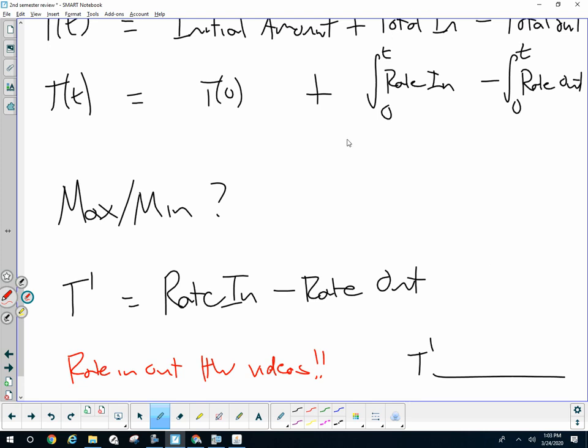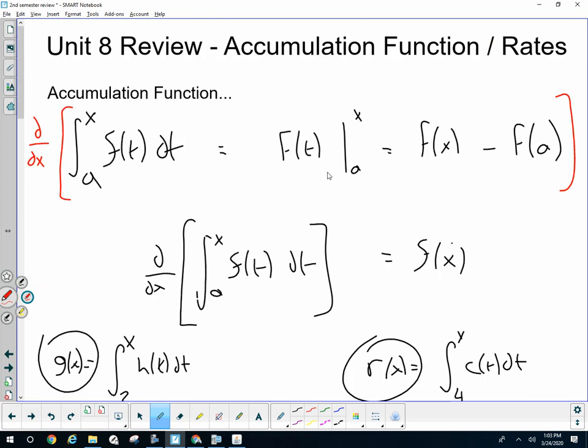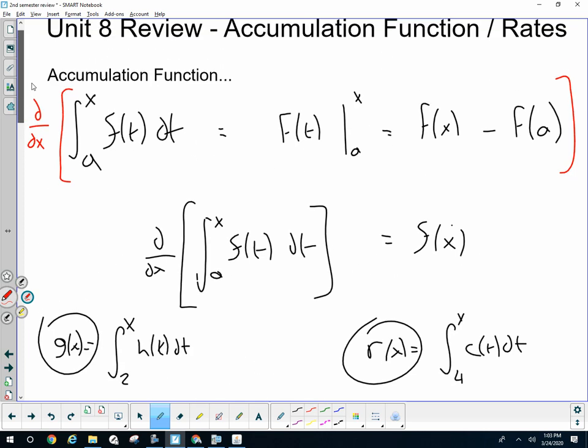Okay, that was unit 8. Accumulation function and rates. Areas under derivatives give us totals. That's the accumulation function and rates. This is a good unit.